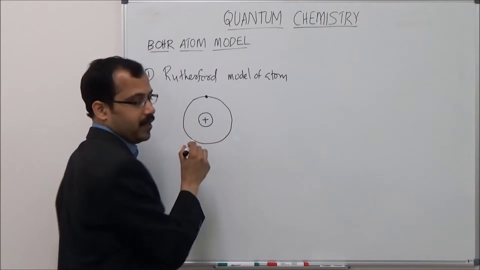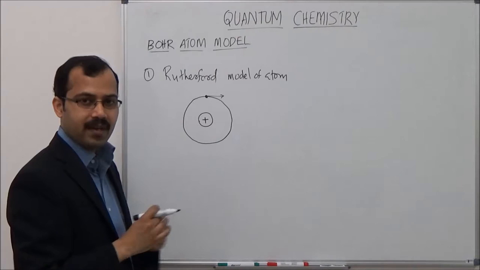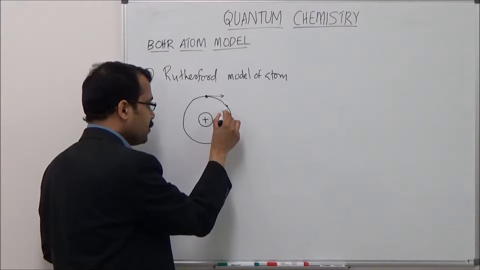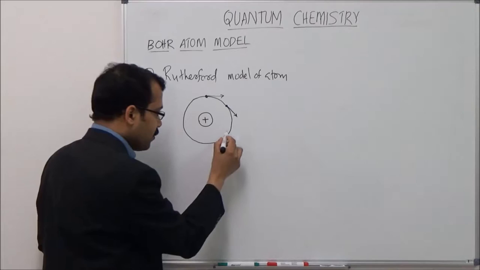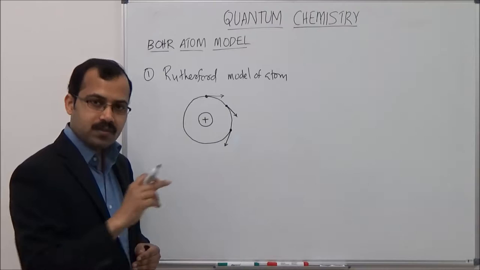For example, this is the direction of velocity at this point. Velocity is a vector and it has both magnitude and direction. So the direction of the velocity will be along the tangent of the circle. When the electron reaches this point, the direction of the velocity will be like this. And when the electron reaches here, this will be the direction of the velocity. It means that during the circular motion, the velocity changes. The velocity changes means that there is an acceleration.